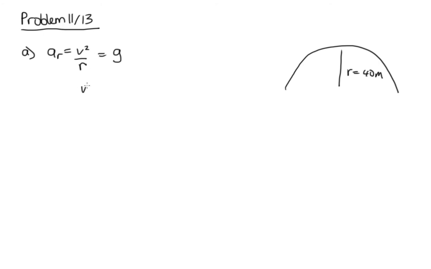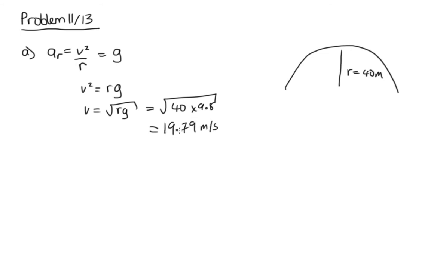So we've got v squared is equal to rg, so v is equal to the square root of rg, which is equal to the square root of 40 times 9.8. We can solve that on the calculator and we get 19.79 meters per second. But as the 40 is given to two significant figures, we should really give this to two significant figures. So this is 20 meters per second to two significant figures.